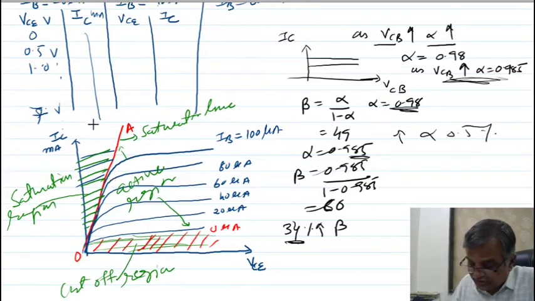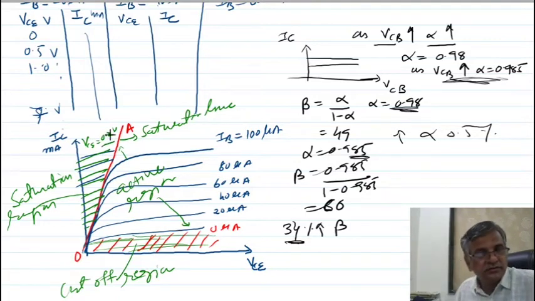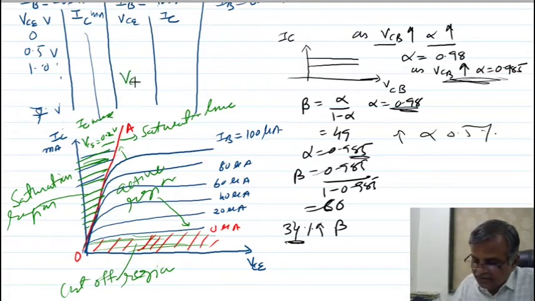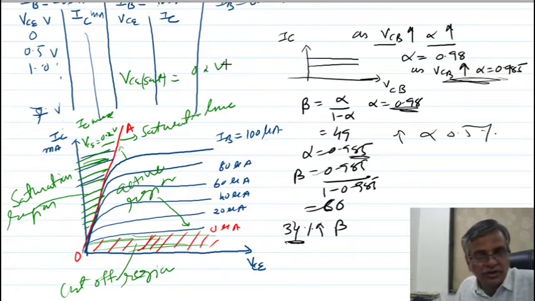So in the saturation region, the collector emitter voltage is very less, of the order of 0.2 volt, and current is very large. Resistance offered by the transistor is very less in the saturation region. The output voltage is of the order of VCE(sat), which means saturation voltage, of the order of 0.2 volt, and collector current is maximum.